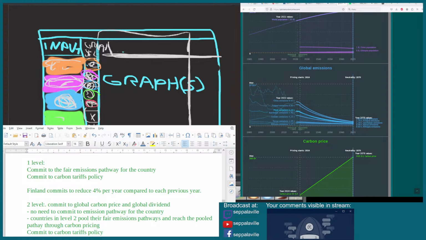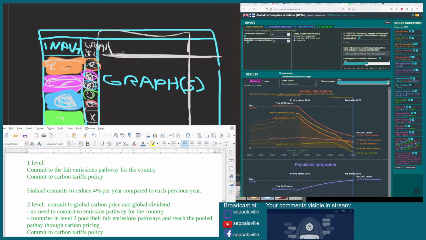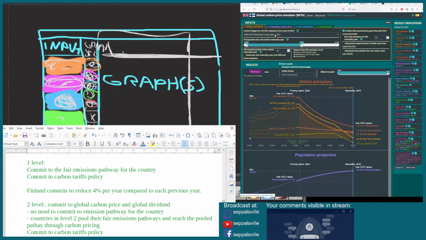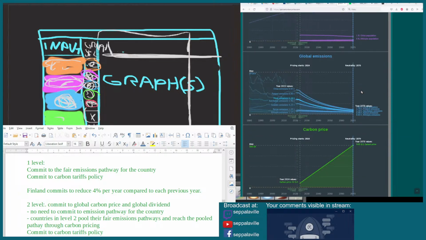Maybe somehow we should get them to fund carbon sink stuff more or something like that. Actually, let's see. I think there was a possibility to also include cost from land plus CCS here.